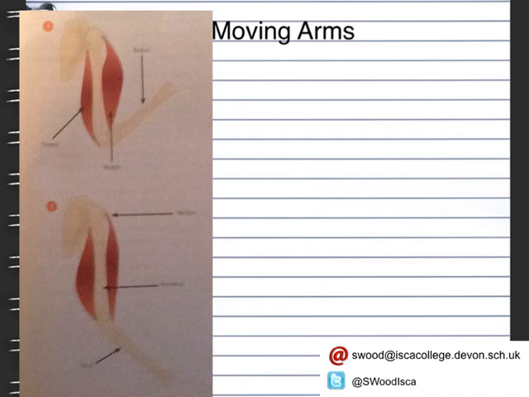Now this is what we call an antagonistic muscle. So when one contracts, the other relaxes. So contract, relaxes, contract, here, relaxed.